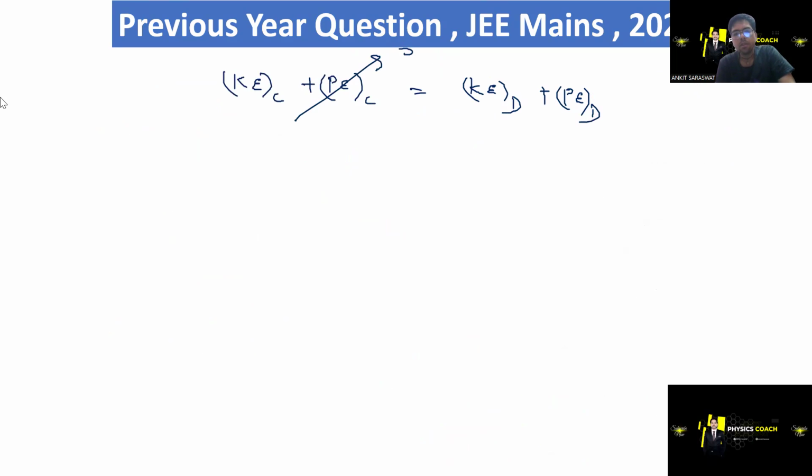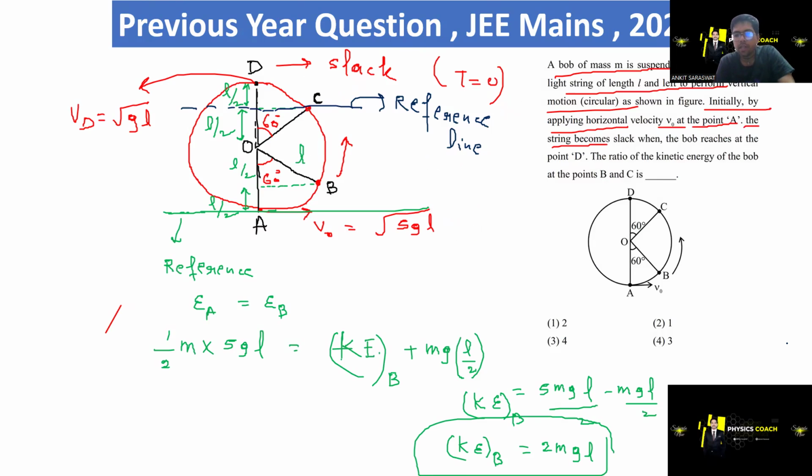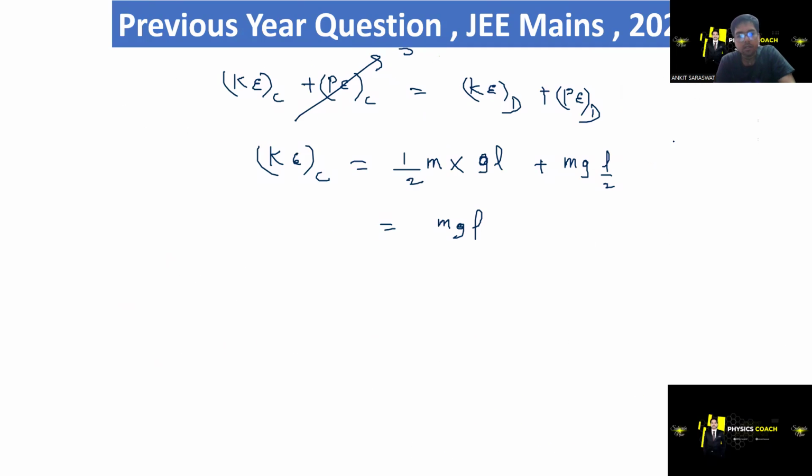So this is zero. Kinetic energy at C we need to find. Kinetic energy at D is half m velocity, how much? Root GL, squared, plus potential energy mg L by 2. Clear? So mg L by 2 plus mg L by 2 is mg L. So kinetic energy at C we got. They are asking the ratio of kinetic energy of the bob at B and C. So at B and C you can find the ratio like this.